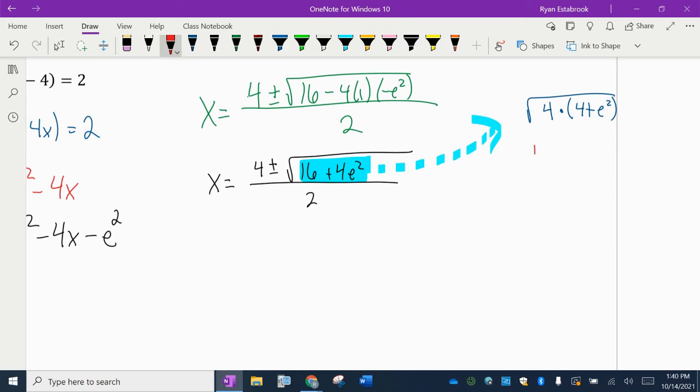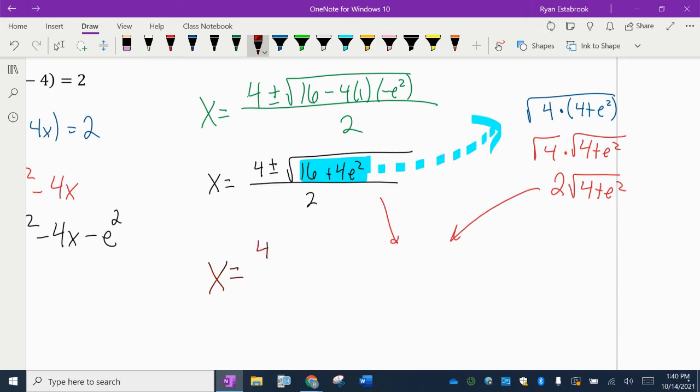And I could say this is square root of 4, square root of 4 plus e squared. Do we know the square root of 4 plus e squared? No. Do we know the square root of 4? Should. 2. So this whole thing becomes 2 square root of 4 plus e squared. Heavy in the algebra here. So x equals 4 plus or minus 2 square root of 4 plus e squared all over 2.